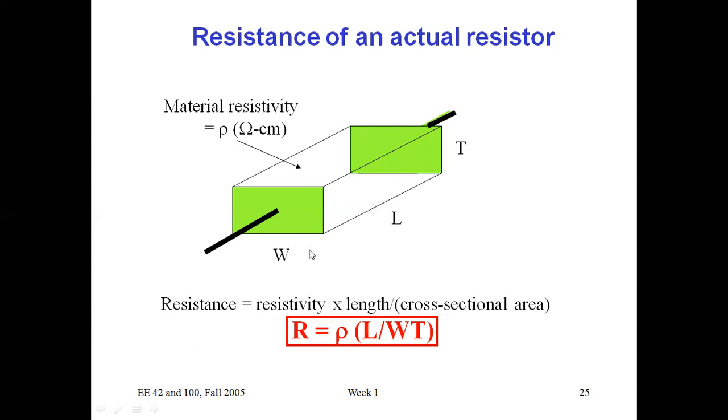Here A is the area, and as the shape is rectangular, the area is equal to W into T. So R equals rho L upon A.